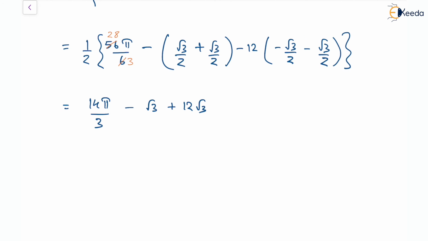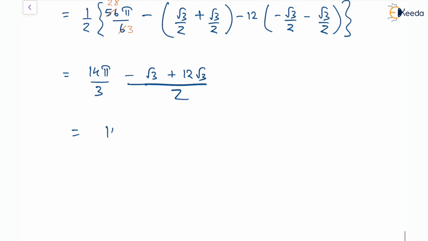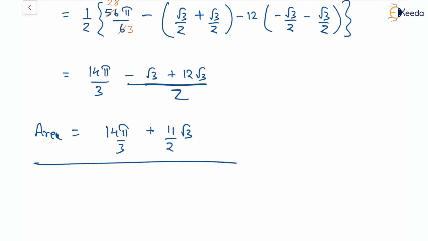and then half outside, so divided by 2. So that is actually 14 pi by 3 plus 11 by 2 root 3. So this is the area of the region outside the circle and inside the limacon found by double integration. I hope you have understood this after all of the calculation part. Thank you.